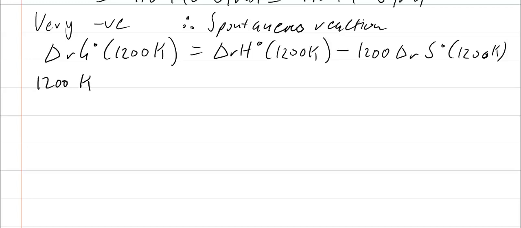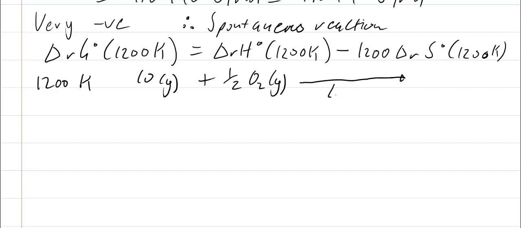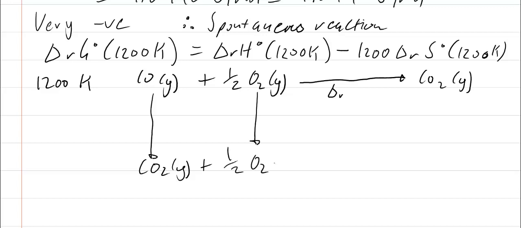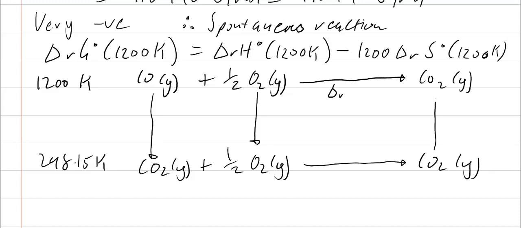So at 1200 Kelvin, I've got carbon monoxide gas plus half oxygen gas. This is the delta H, or the delta of the reaction that I'm interested in, goes to CO2 gas. And so to get from this point to this point, what I'm going to do is cool this down to 298 degrees Kelvin, and then form CO2, and then heat this up again.